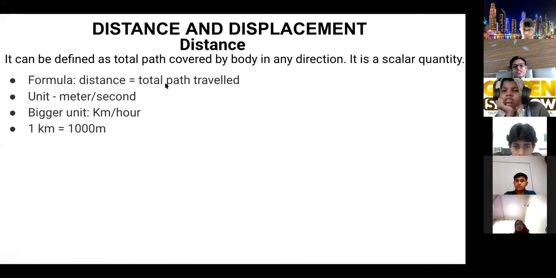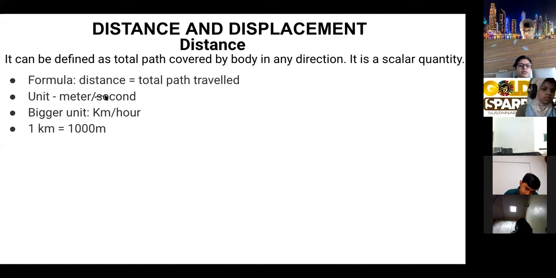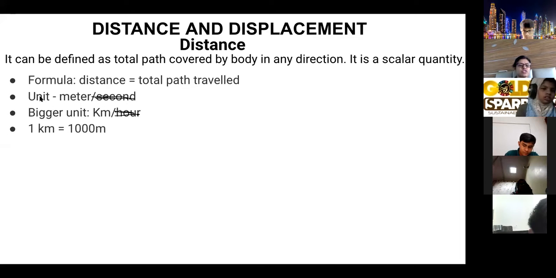Now, formula: distance is total path covered. Just write down these points, the main points. Unit is kilometer per. No, this is not kilometer per hour. Unit is meter. Ma'am, what unit? This is speed का unit. Second नहीं लिखना है और kilometer per hour नहीं लिखना है. So unit is meter, bigger unit is kilometer, 1 kilometer is 1000 meter.